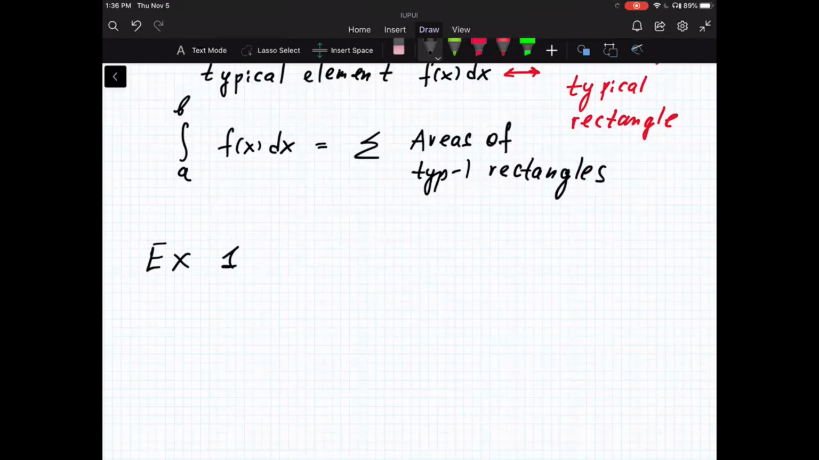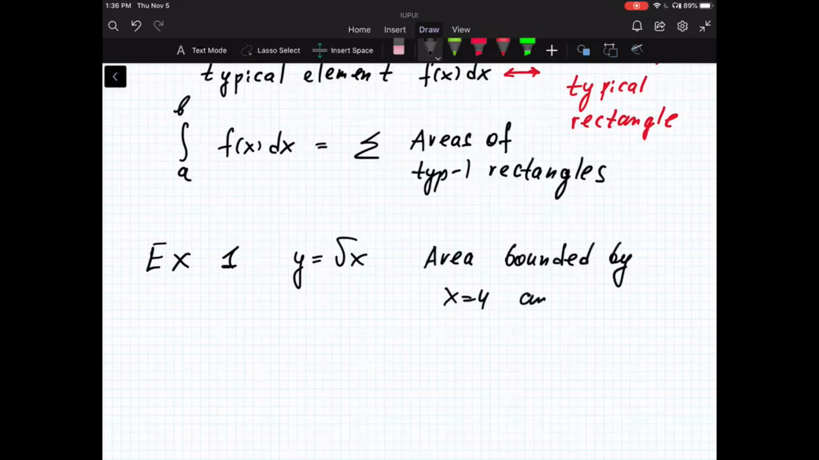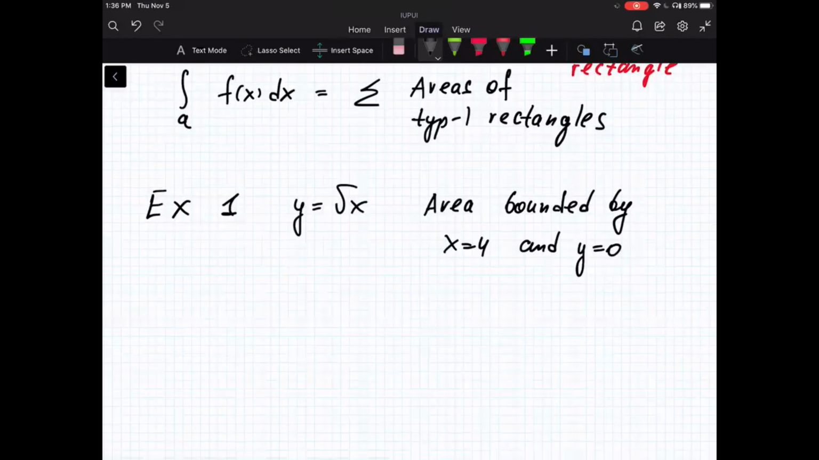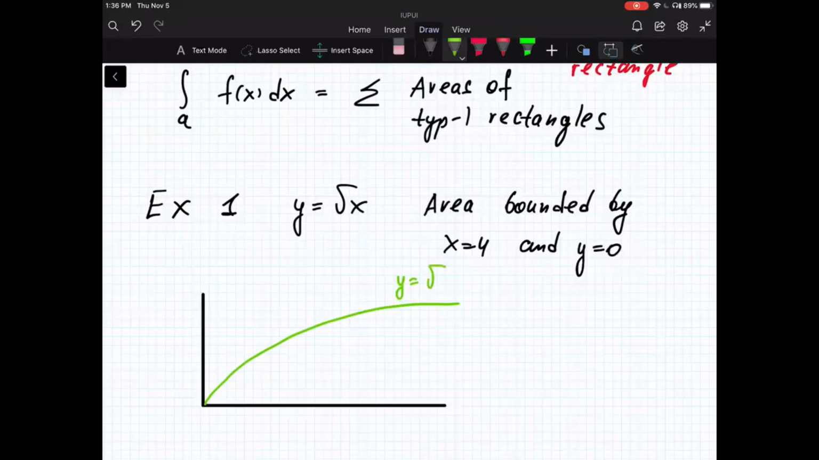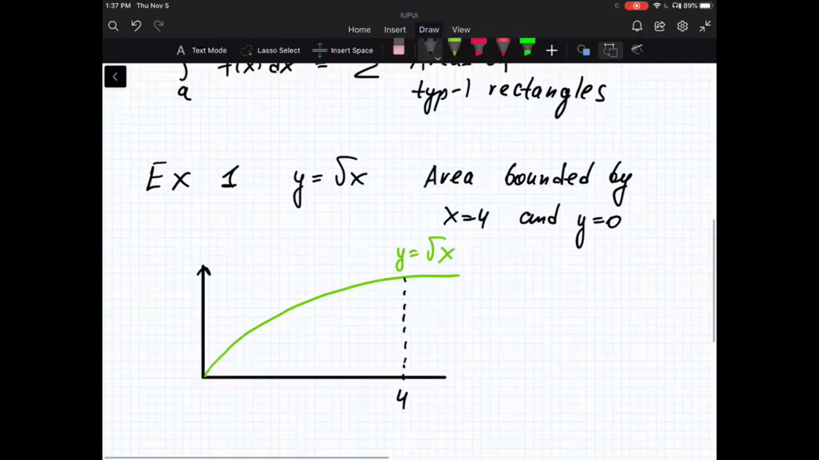Suppose you have the function y equals square root of x, and you are interested in the area of the region bounded by this function, x equals 4 and y equals 0. So what do we have? We have the following picture. Here is my square root of x. Then I have somewhere here 4. And my y equals 0 is just the x-axis. So I'm interested in this area.